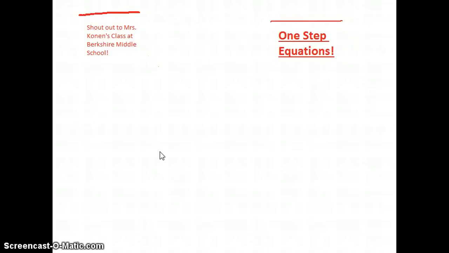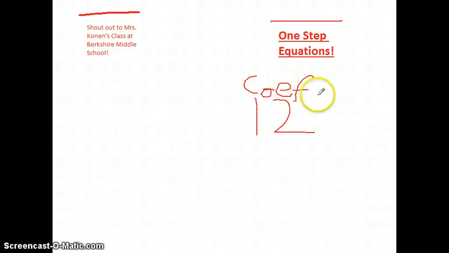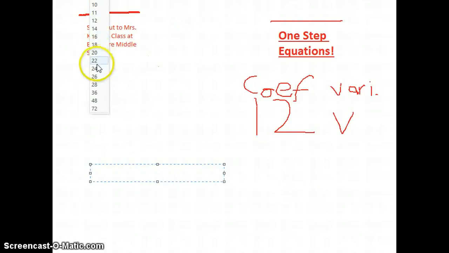One-step equations are pretty simple. They contain a variable and a coefficient. A coefficient is the number next to the variable. For example, 12 would be the coefficient, and v would be the variable. I'm just going to put "var" as an abbreviation. So let's start off with a simple equation.